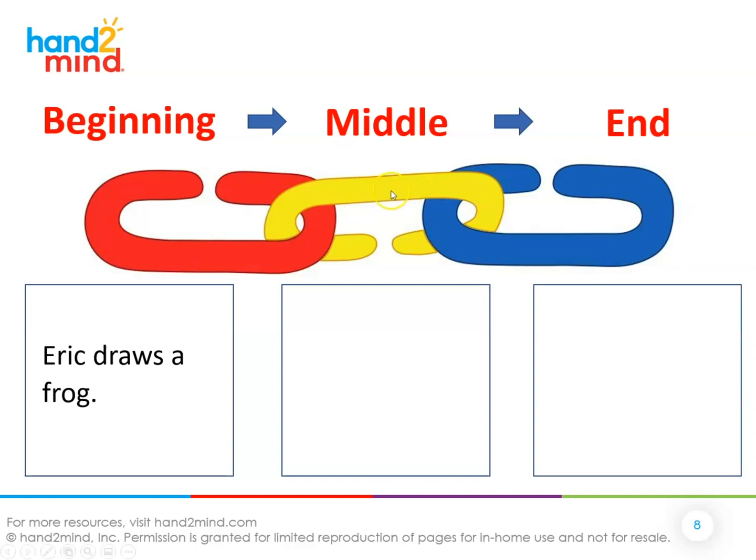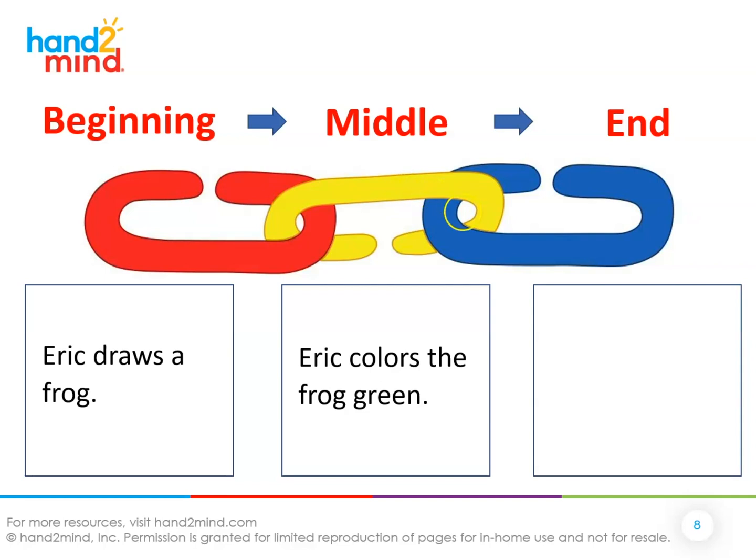Now, let's touch the yellow link in our chain as we tell about what happened in the middle of the story. So first, Eric draws a frog. Next, Eric colors the frog green.